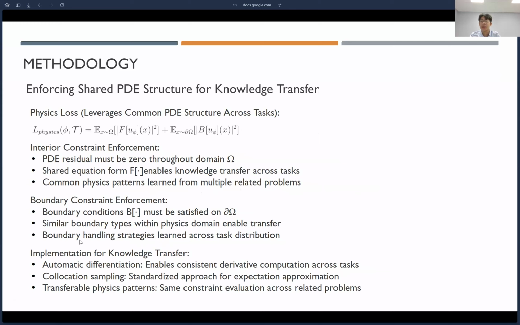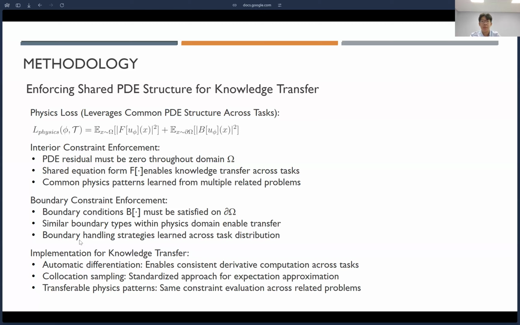L_physics(phi, T) equals the expectation over x sampled from Omega of the squared norm of F[u_phi(x)], plus the expectation over x sampled from partial Omega of the squared norm of B[u_phi(x)]. For interior constraint enforcement, the PDE residual must be 0 throughout domain Omega. The shared equation form F enables knowledge transfer across the common tasks, and the common physics patterns are learned from the multiple related problems.